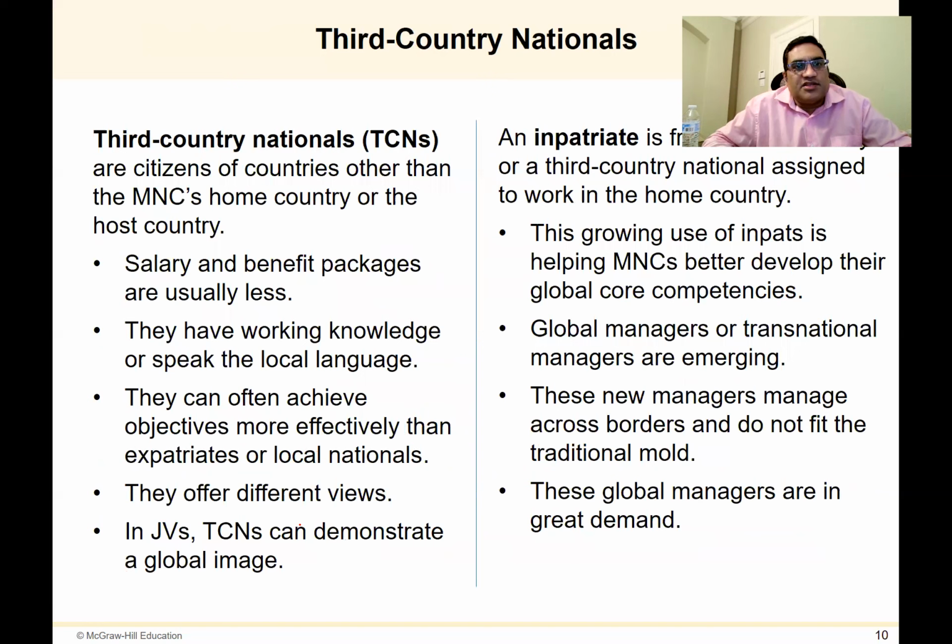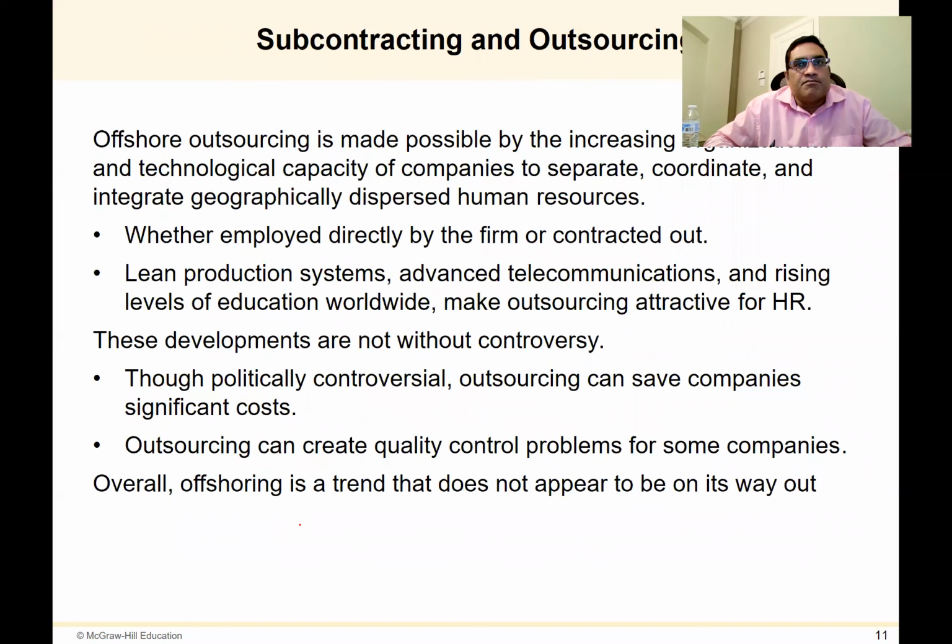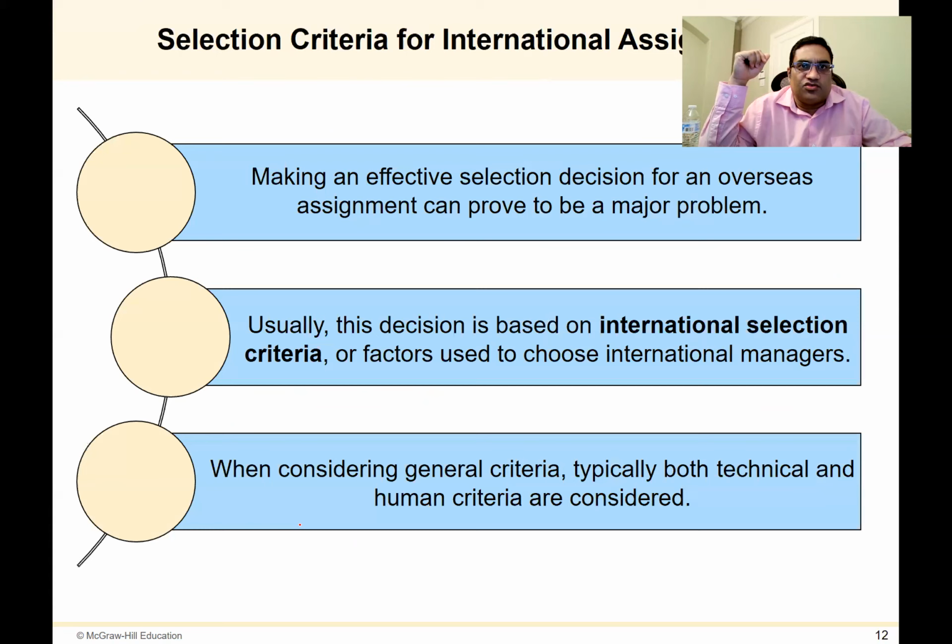Third country nationals, as I mentioned, are not from either country, but they typically understand the environment of the host country. In the case I gave you first, US and China, somebody from South Korea would be the third country national. And these are typically cheaper than expats. And then there is subcontracting and outsourcing, meaning you hire a third party to take care of those things. That is also a possibility in this globalized world.